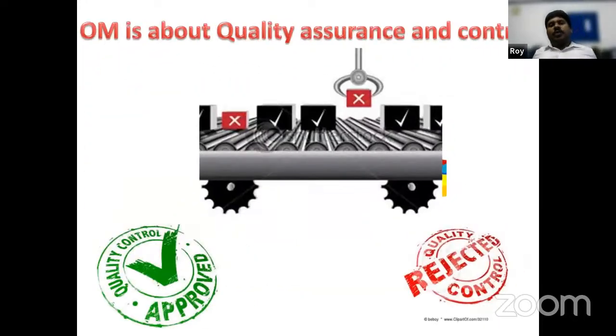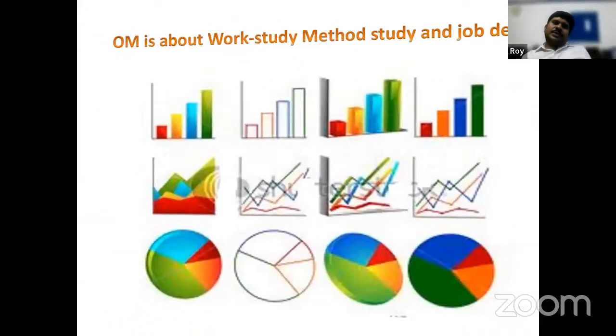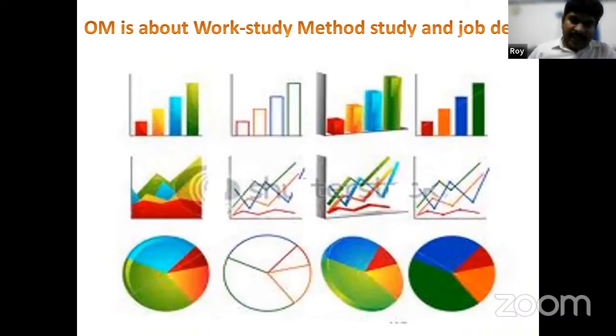And OM is about quality assurance and control. If the quality is okay, approve the product. Otherwise, if quality is less, reject the product. OM deals with quality assurance and control. OM is about work study, method study, and job design. Very, very important.